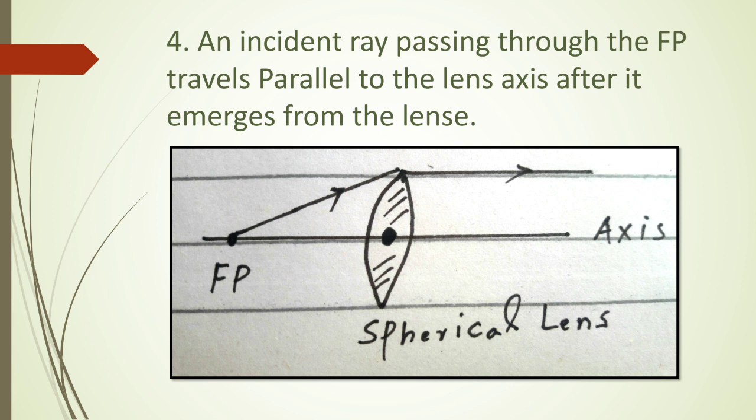And the source radiates a light ray which travels towards the spherical lens as shown in the figure. This incident ray is made parallel to the axis of the spherical lens.